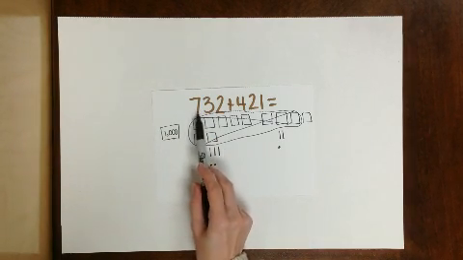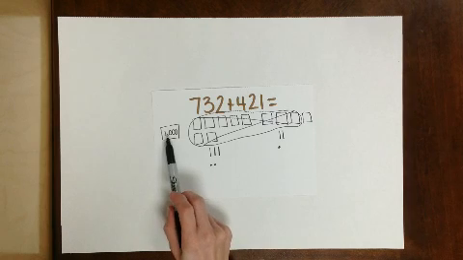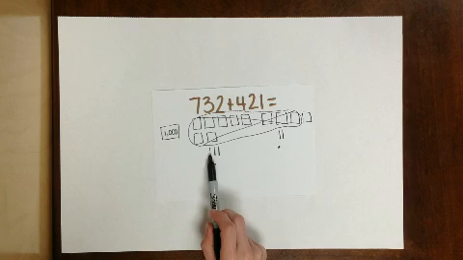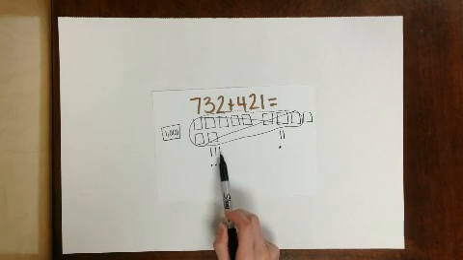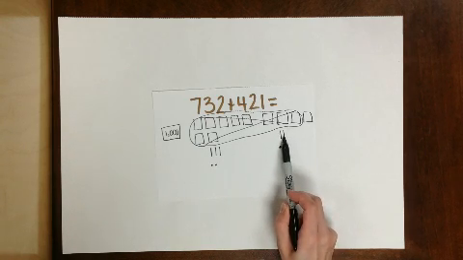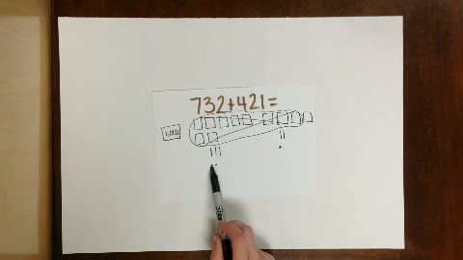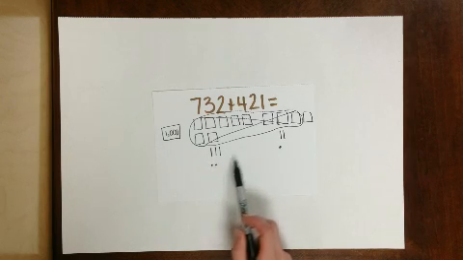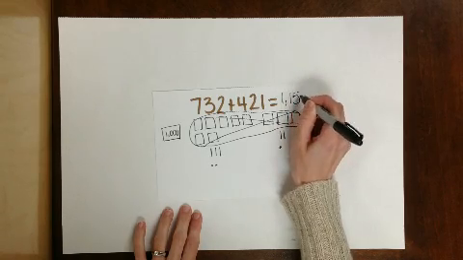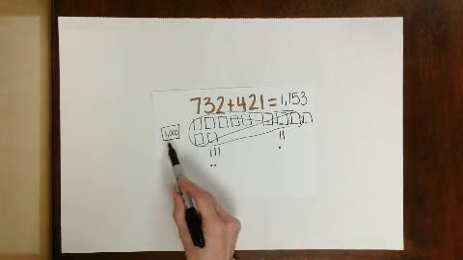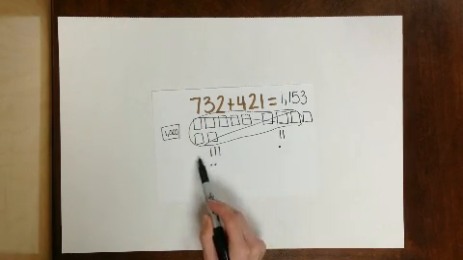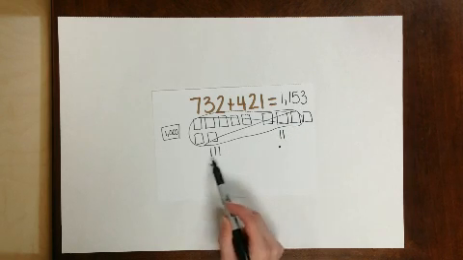So if we added 732 plus 421, it would equal 1,000, 1,100, 1,110, 1,120, 1,130, 1,140, 1,150, 1,151, 1,152, 1,153. There's 1,000 right here. There's 100. There's 50. And there's 3.